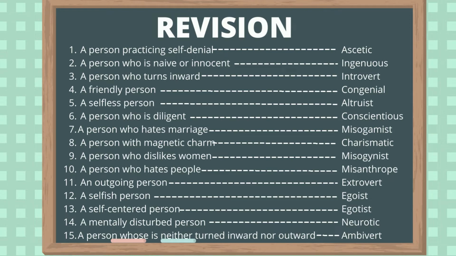An outgoing person is extrovert. A selfish person is egoist. A self-centered person is egotist. A mentally disturbed person is neurotic. And a person who is neither turned inward nor outward is ambivert.